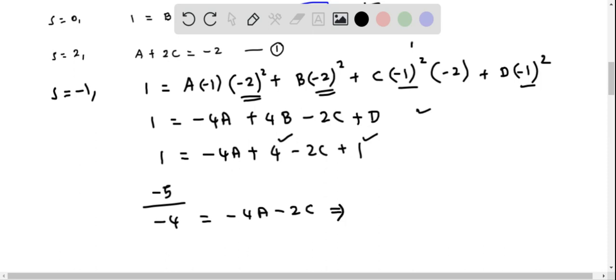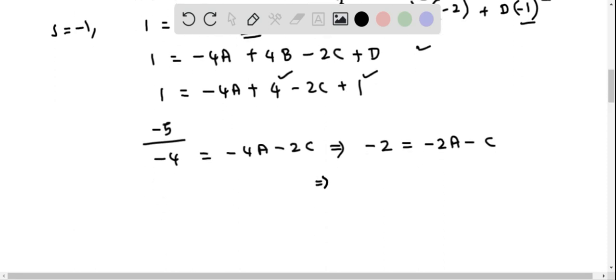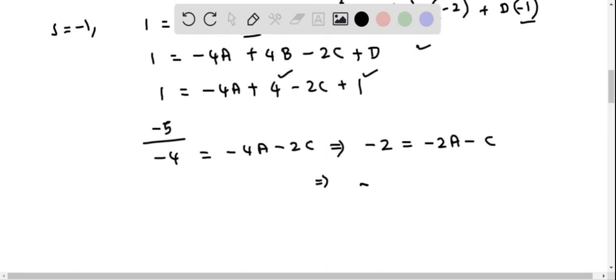In fact, we can rewrite this by dividing by 2 on both sides. So we will have negative 2 equals negative 2a, negative c. Let's rewrite this by having variables on the left side. So we will have negative 2a, negative c equals negative 2. Let's say this is equation number 2.